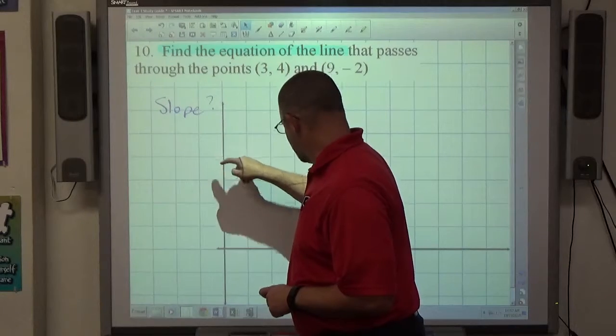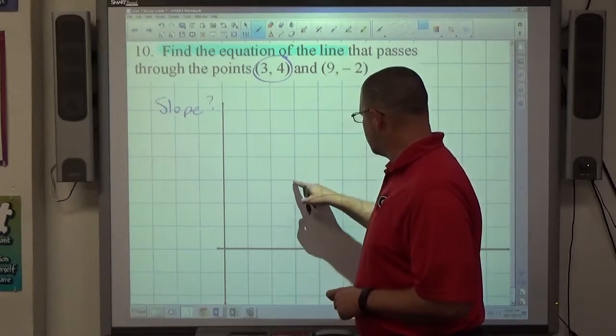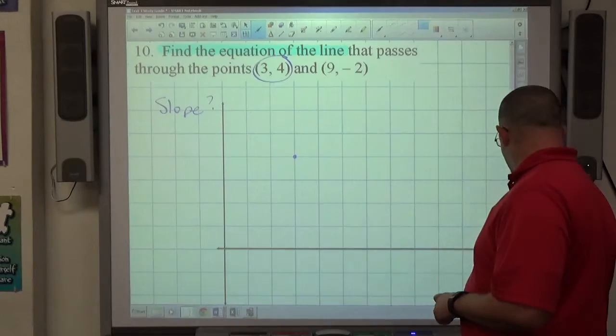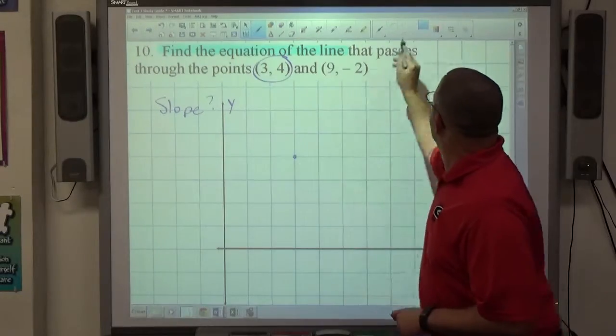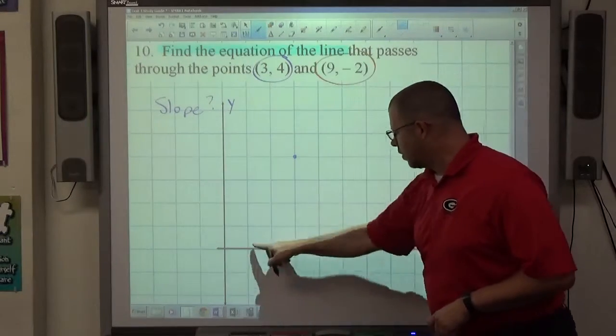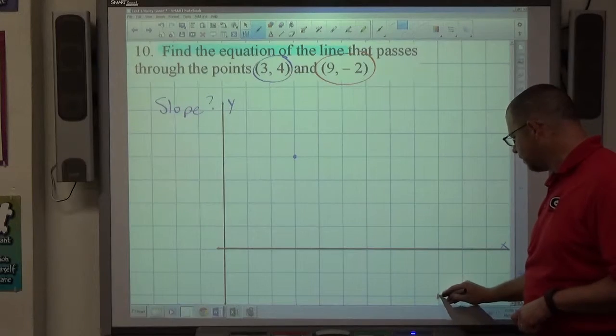So point 1 is 3, 4. Here's my x-axis, here's my y-axis. X of 3, y of 4. My second point, 9, negative 2. 1, 2, 3, 4, 5, 6, 7, 8, 9, 1, 2, right here.